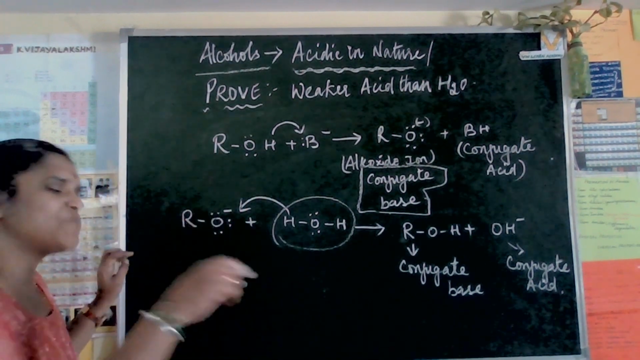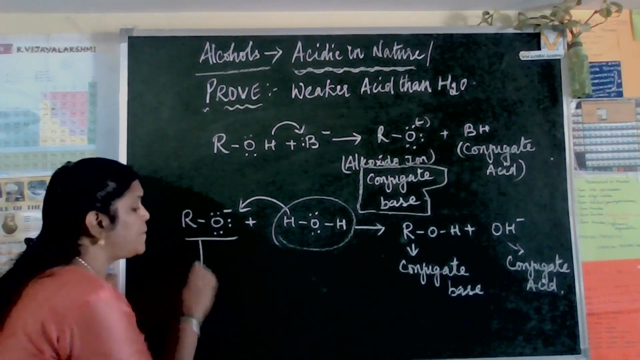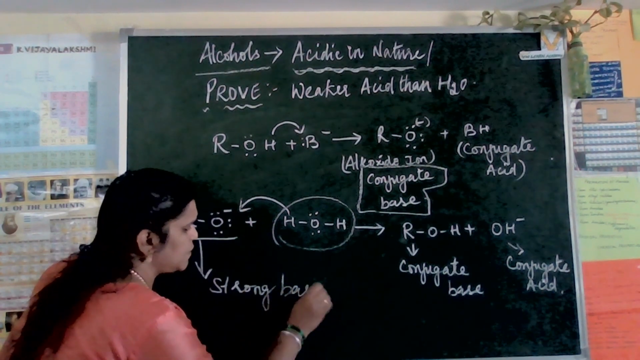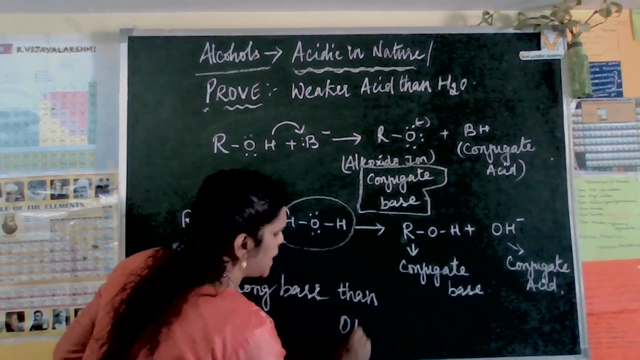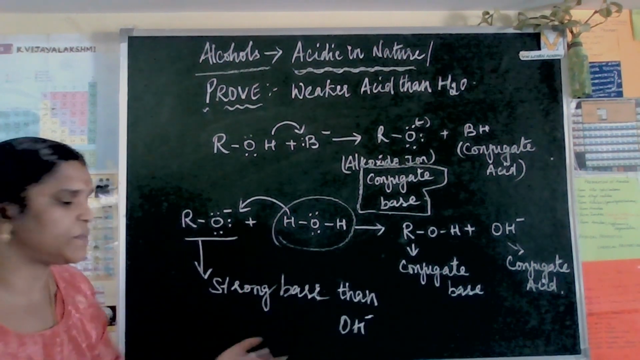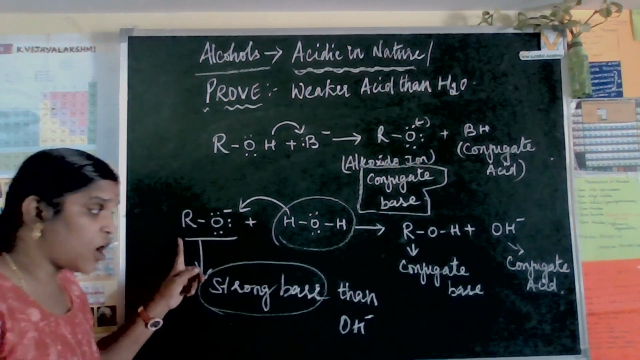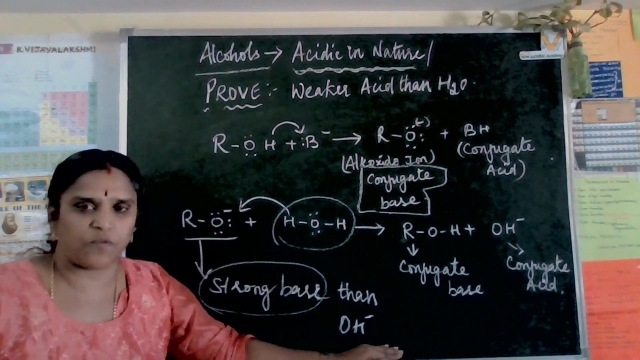Or else, one more point: alkoxide is a stronger base than the OH minus ion, whether sodium hydroxide or potassium hydroxide, anything. So the alkoxide ion is a stronger base than sodium hydroxide. We can say it that way also.